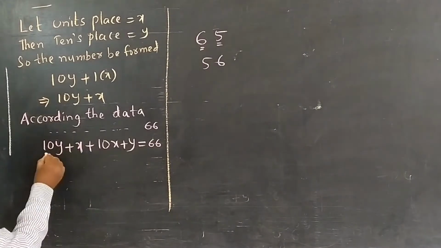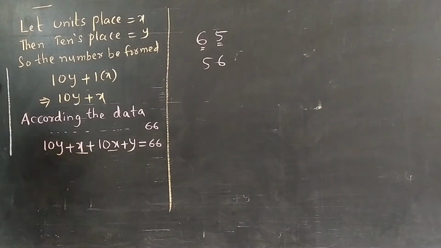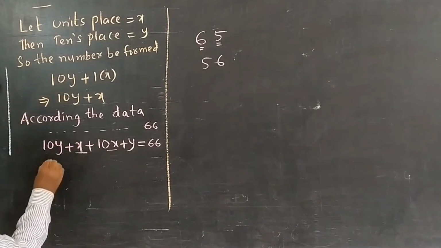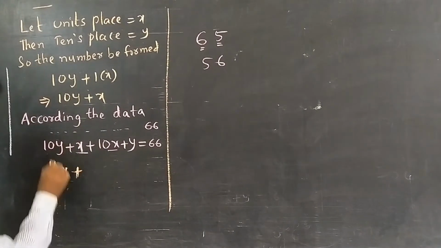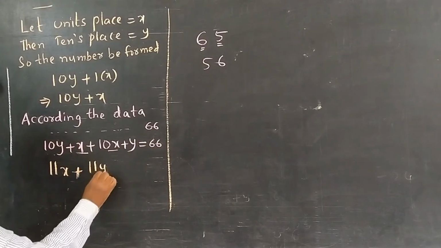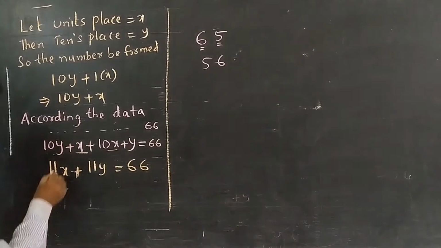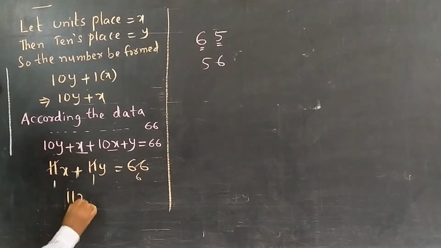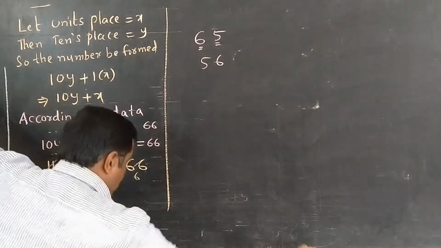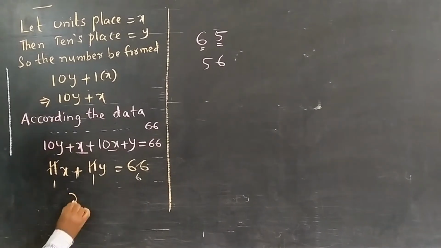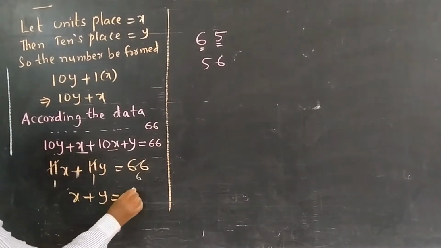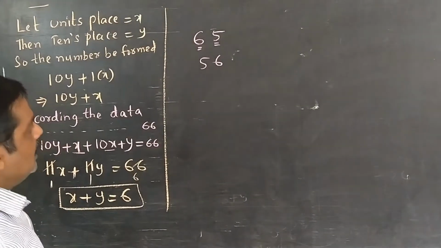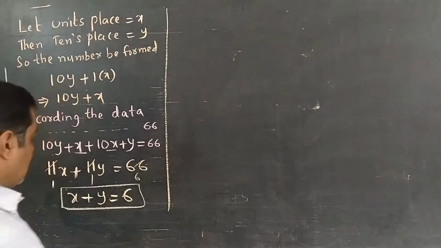So we get 10x plus 1x, total how much now? 11x. And 10y plus 1y, 11y, is equal to 66. Then cancel by 11, we get x plus y is equal to 6. This is equation 1. Is it clear? Understand? Right.